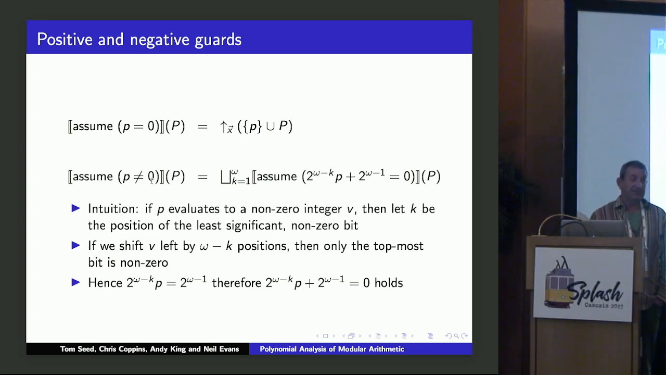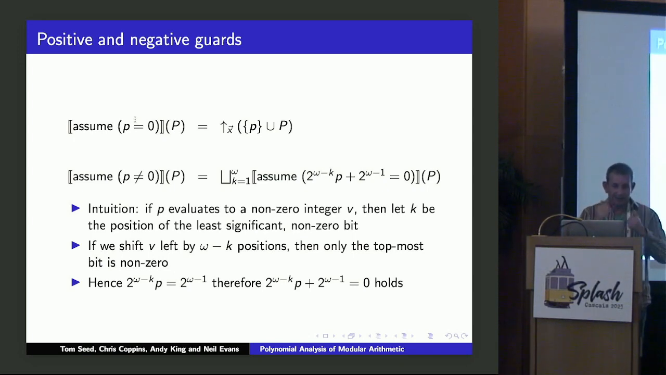If it's occurring at position k, then we can take that value and shift it by omega minus k bits. That will multiply it by 2 to the omega minus k. We'll end up with a value that's 1, 0, 0, 0, 0, 0, 0, and that value has to correspond to the value 2 to the omega minus 1. We don't know what k is, so we have to consider all values of k. But using this argument, we can reduce a negative guard to a positive guard, which of course we can model. So that's cool. You can see the scaffolding we've got going on here.